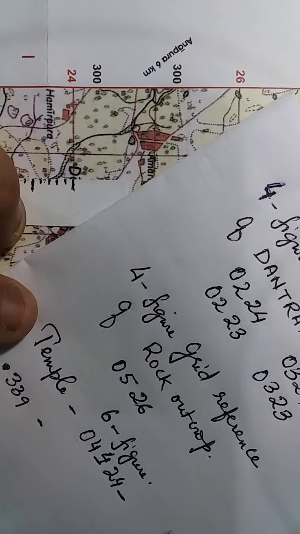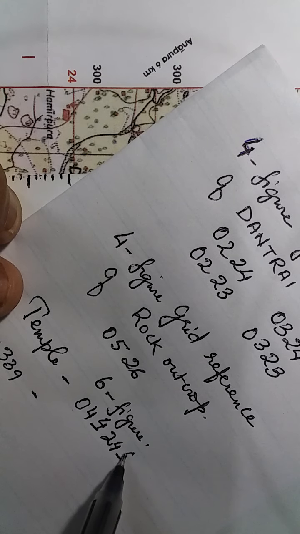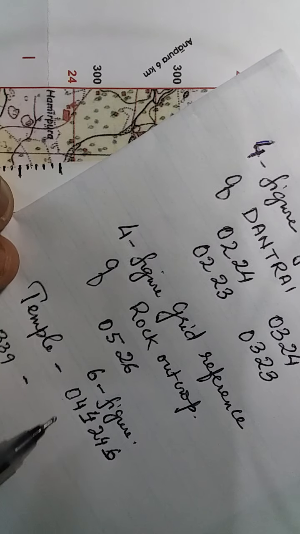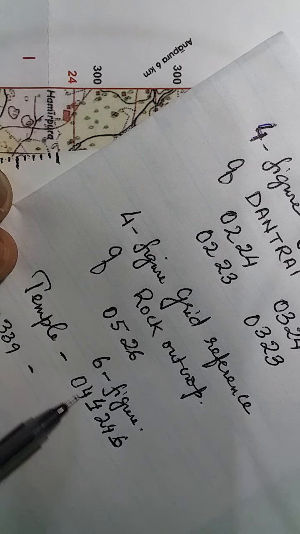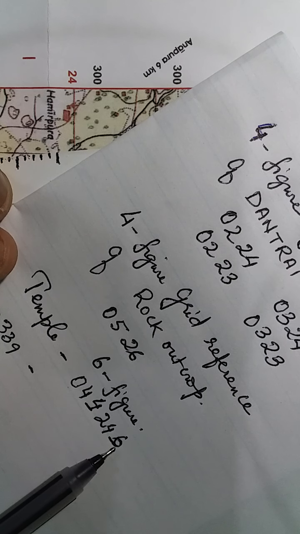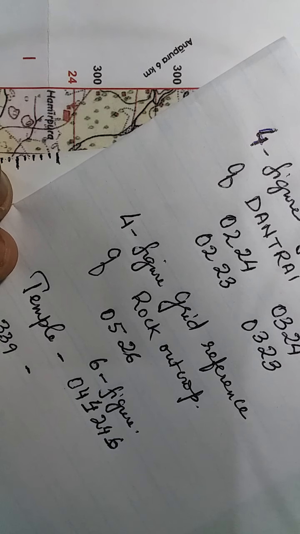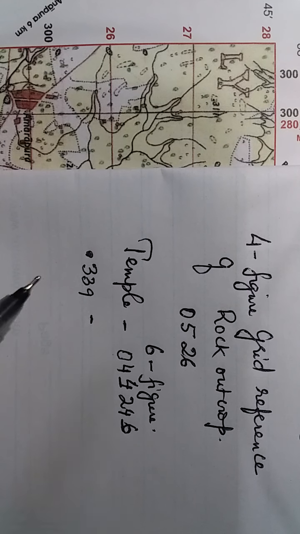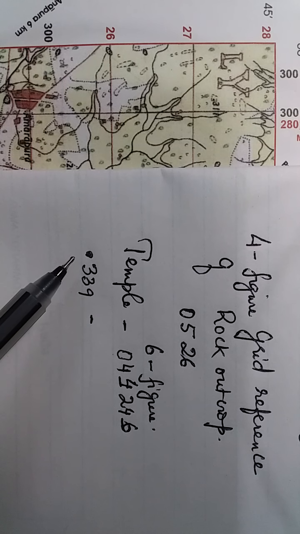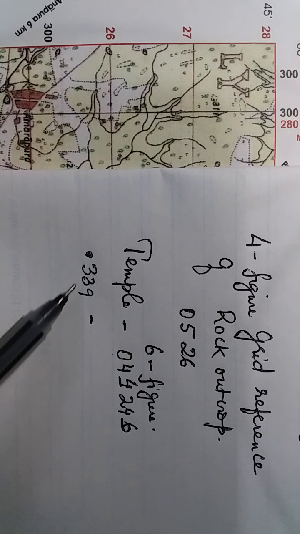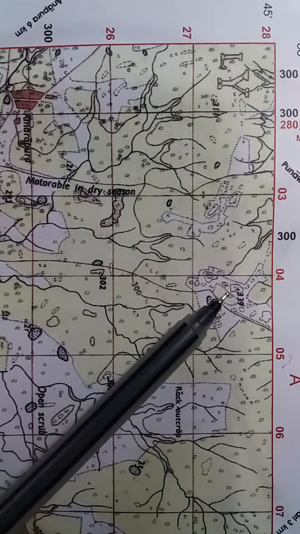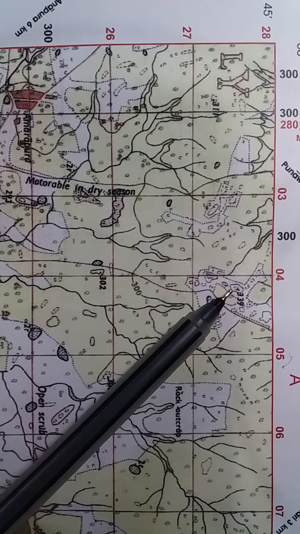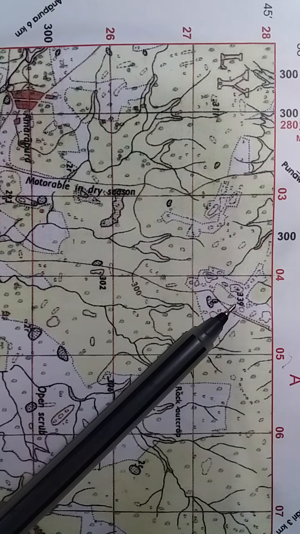And therefore I'll be writing here 246, and hence you get the six-figure for the temple, 044246. Now I'll be referring to another feature, that is spot height 339. So let us find out where the spot height is. You can see the black dot, that is the spot height, and 339.